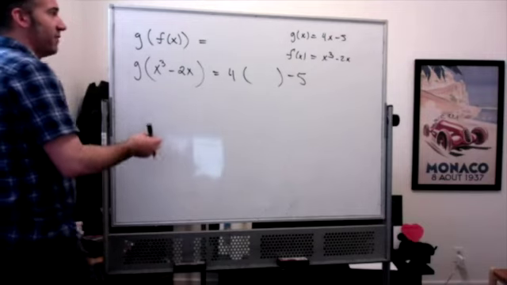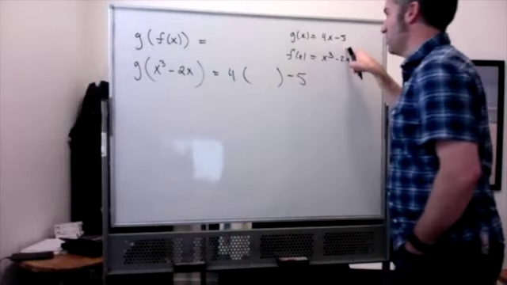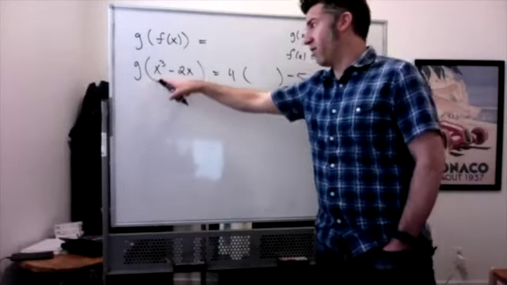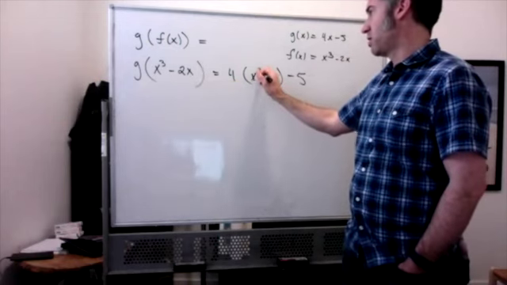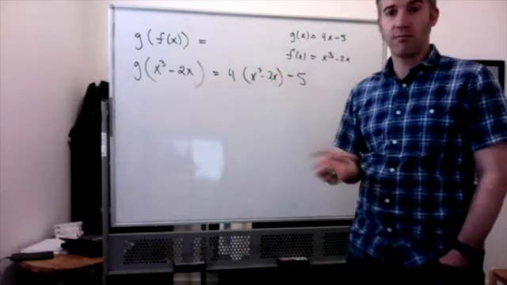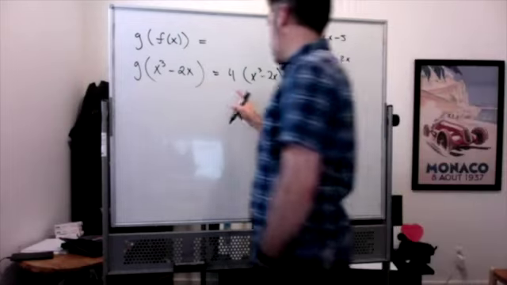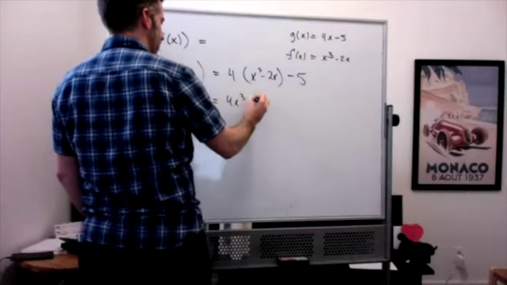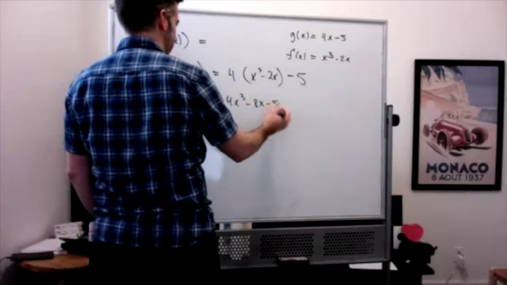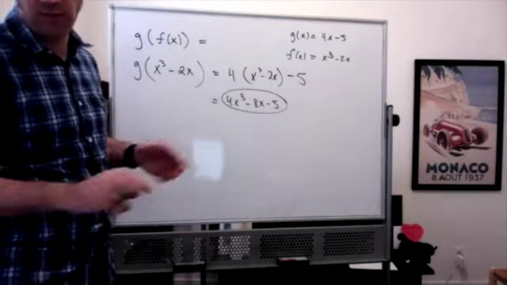And then if it was g of x, right, g of x is 4x minus 5. Now it's g of x cubed minus 2x. It's going to be 4 times x cubed minus 2x, minus 5. And then we can simplify this. I'm going to distribute the 4 and get 4x cubed minus 8x minus 5. And that's all the simplifying we can do, right? It doesn't get any simpler.